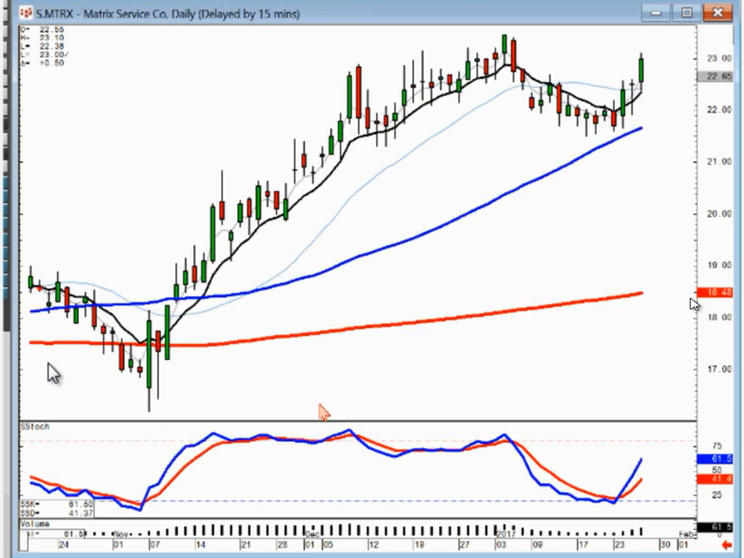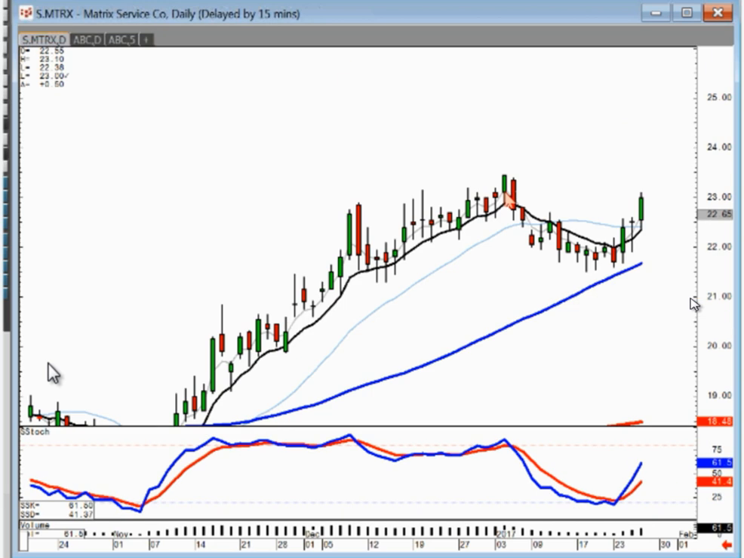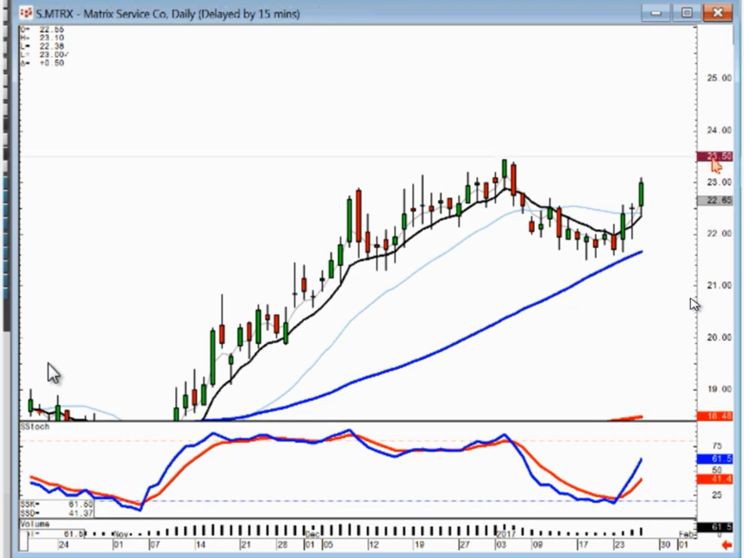And MTRX, that's a good-looking chart. Wouldn't be afraid to be buying and just watch to see what it does once it gets to this level. Make sure it doesn't stall out there.